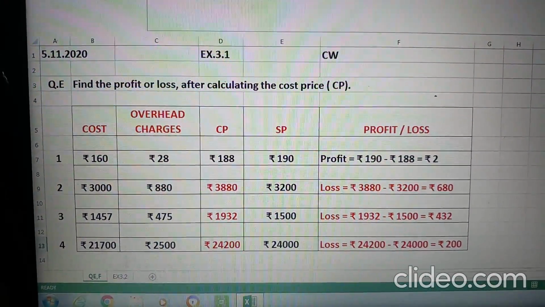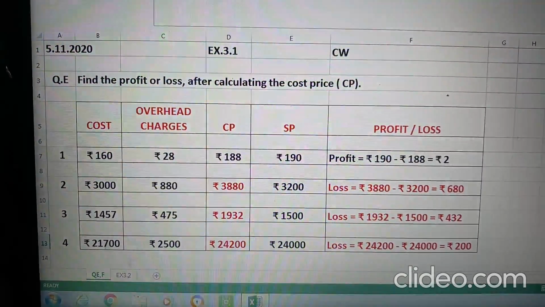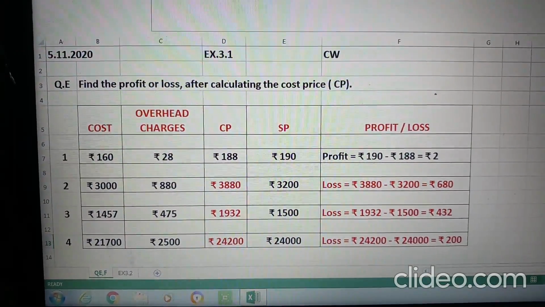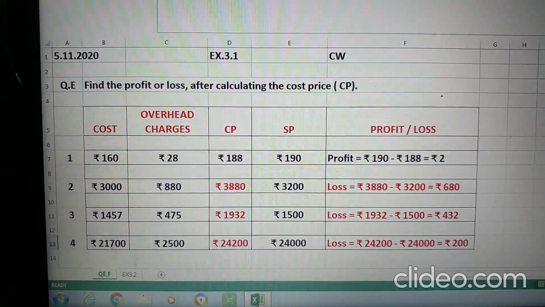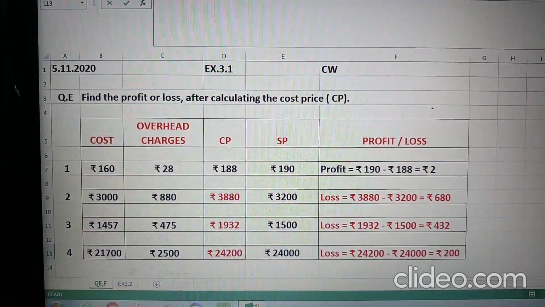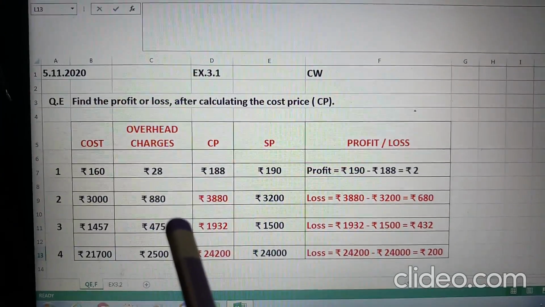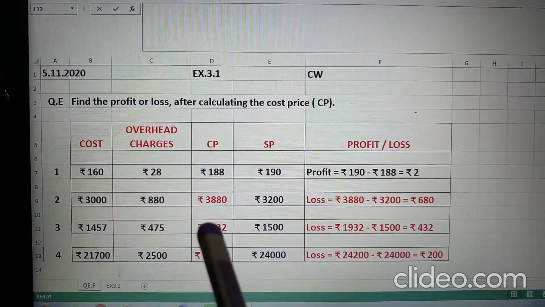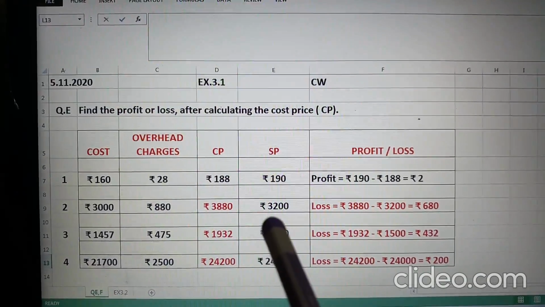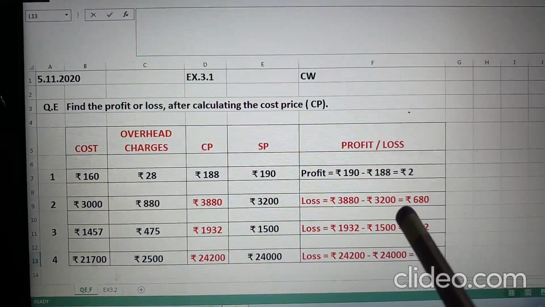Hello children, today we are going to start exercise 3.1 and question E is find the profit or loss after calculating the cost price. Children, you have to find out profit and loss after calculating cost price. Now cost is given, overhead charges are given. Firstly you will find out cost price. Then selling price is also given, then you will find out profit or loss.